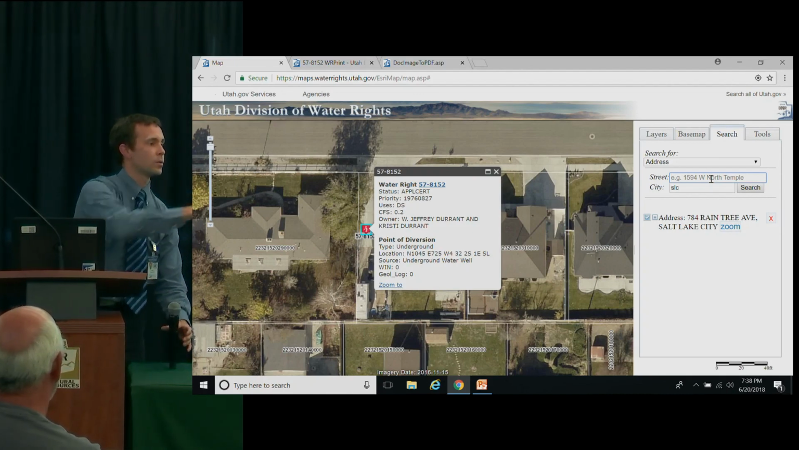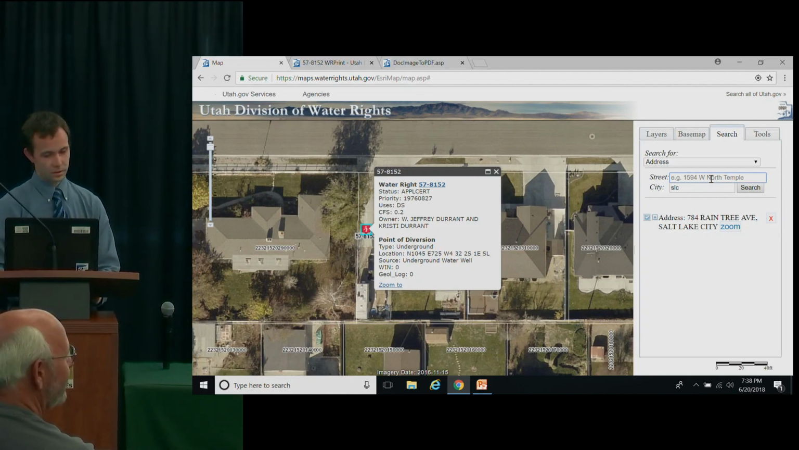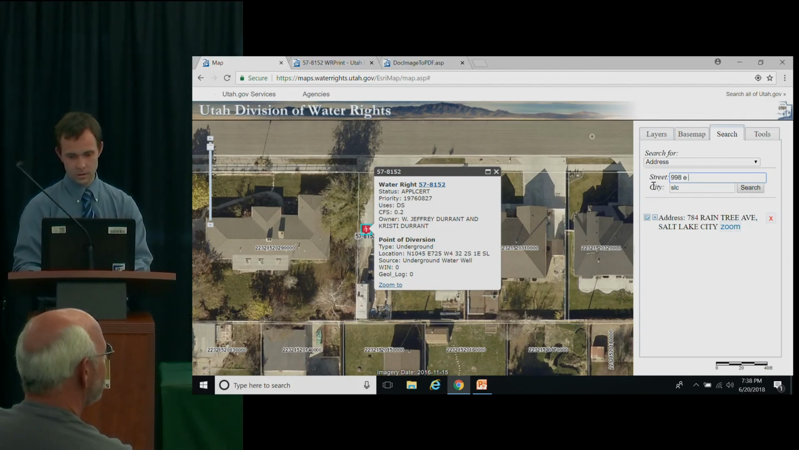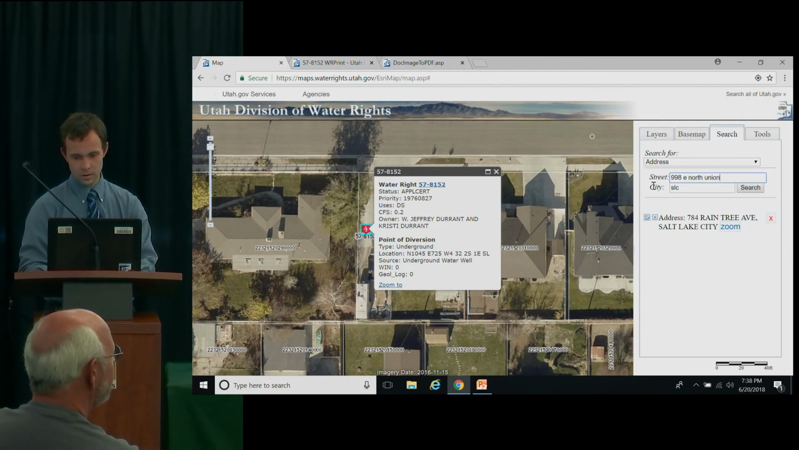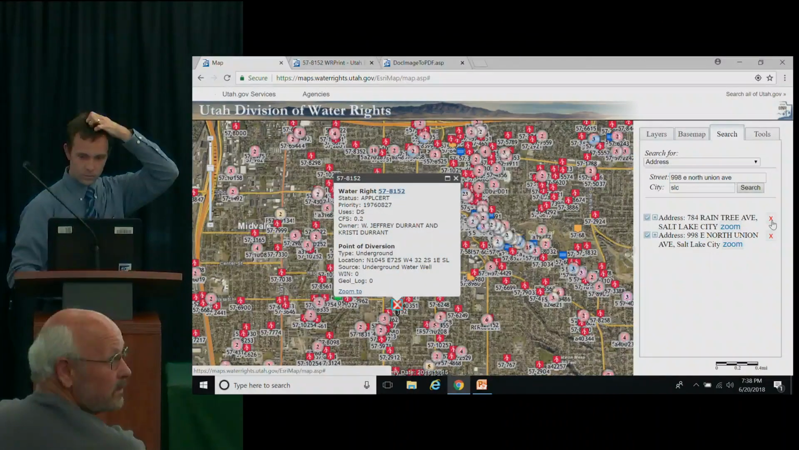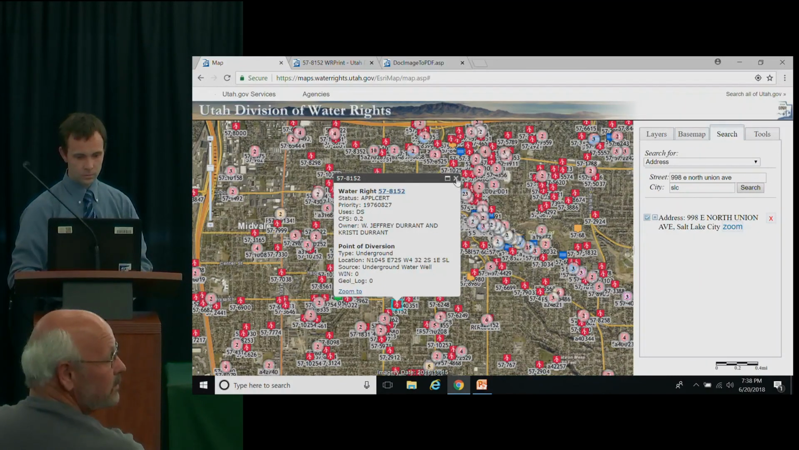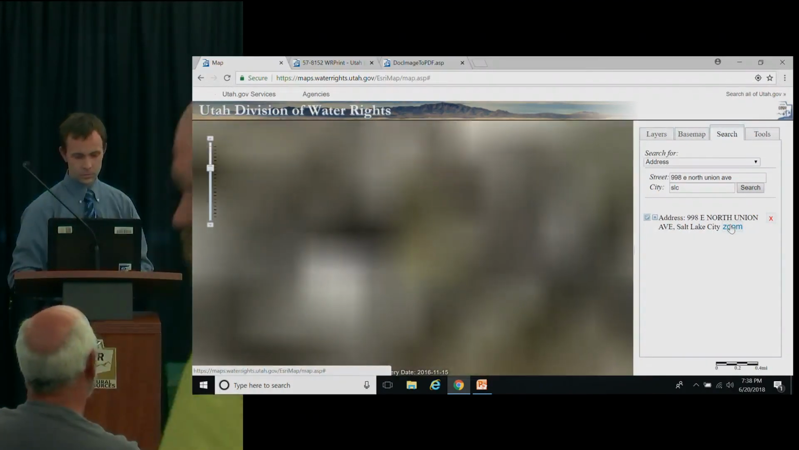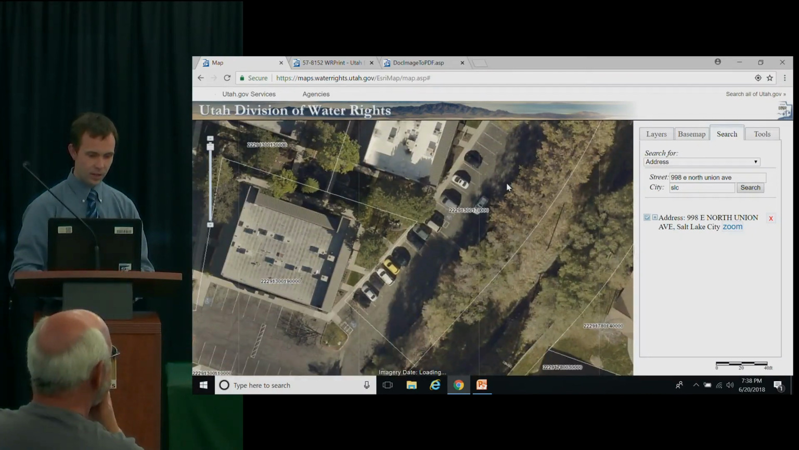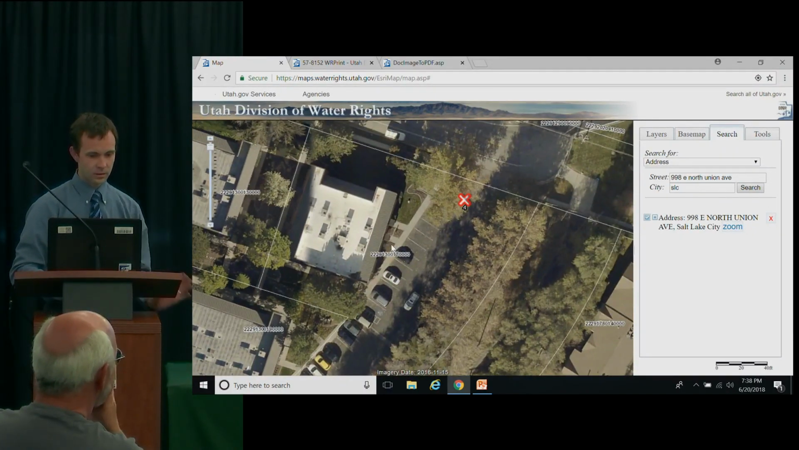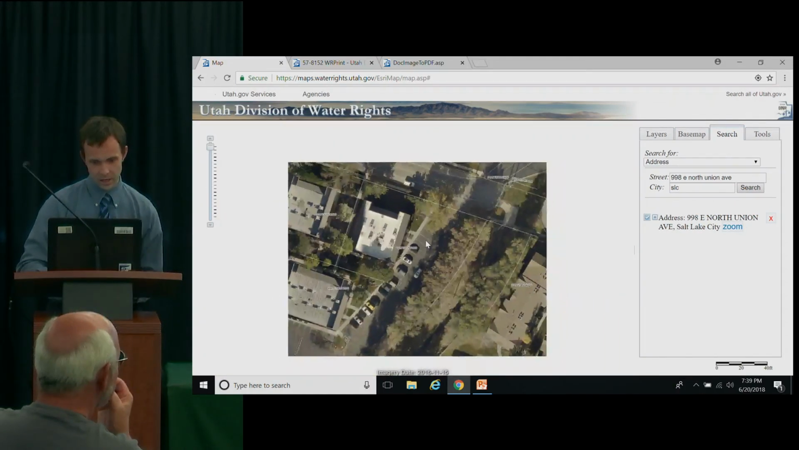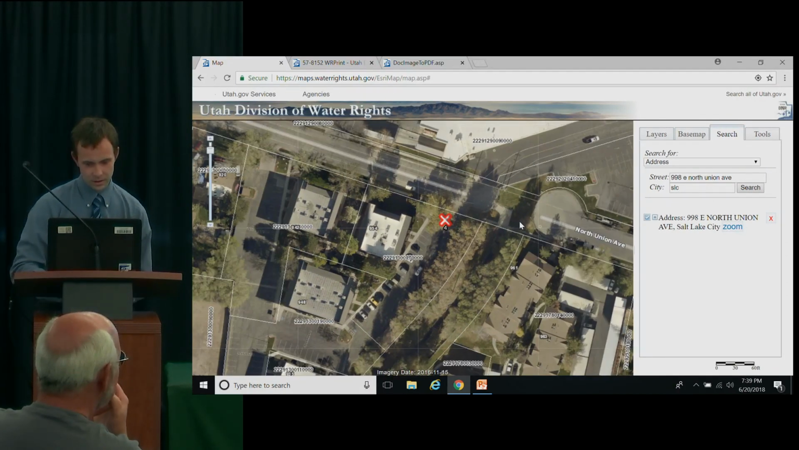So, your address. 998 E for east, spell out North Union Avenue. If you guys have more individual questions, you have staff back here that can address them individually too. Okay. Does it look like a parking lot? Pull back out a bit. I'm trying. I'm working on it. I'm getting there.